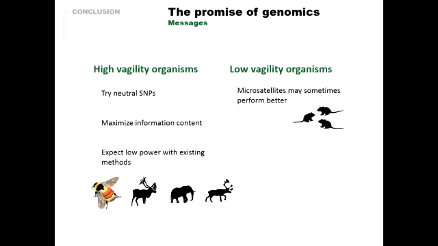So just to summarize, what are the main messages here? When you've got high vigility organisms and you want to read the landscape, try neutral SNPs. Maximize information content, but please expect low power with existing methods. This is an ongoing issue in landscape genetics. Methods really aren't very good, but it's still early days. So I think there's a lot of room for improvement, and methodological improvement is likely a major area to tackle before we start throwing the big guns and more information at it. Low vigility organisms are still a bit of an enigma.